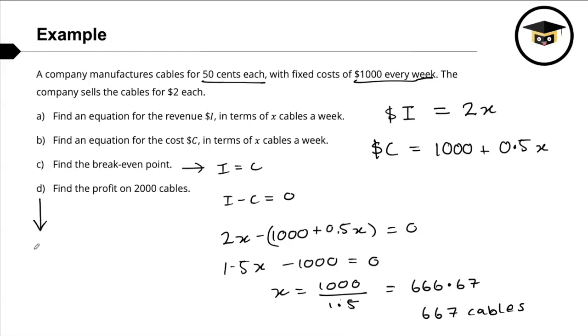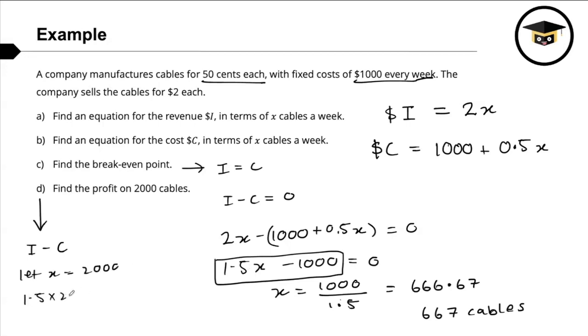And part D, find the profit on 2,000 cables. Well, remember, profit is going to be our revenue minus our cost. So that's this equation right here. Now, if we have 2,000 cables, we just let x equal 2,000 and sub it into here. So we have 1.5 times 2,000 minus 1,000, and that is equal to 3,000 minus 1,000, which is equal to $2,000. So the profit made on 2,000 cables happens to be $2,000.